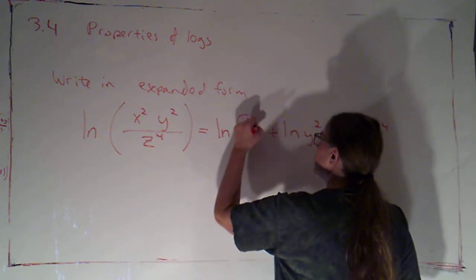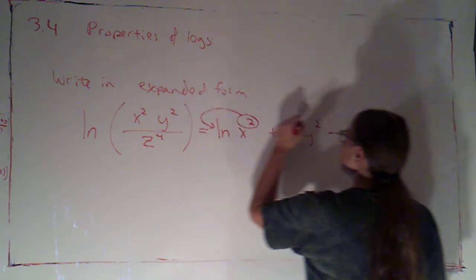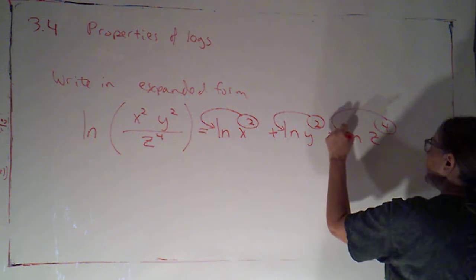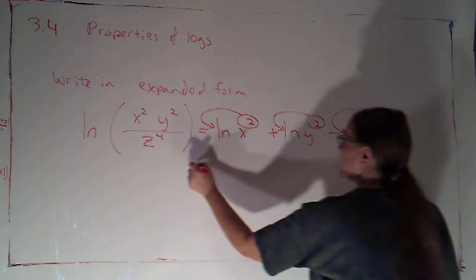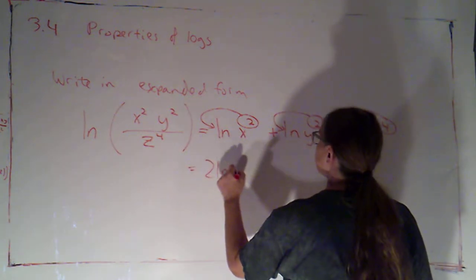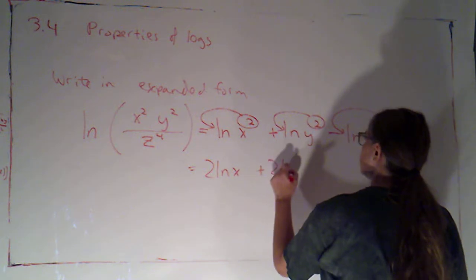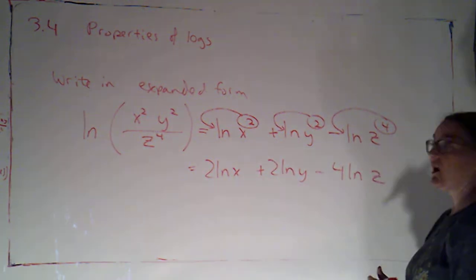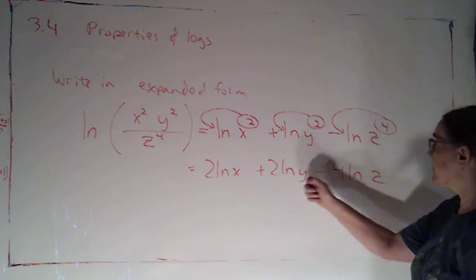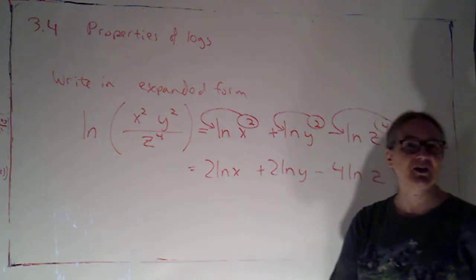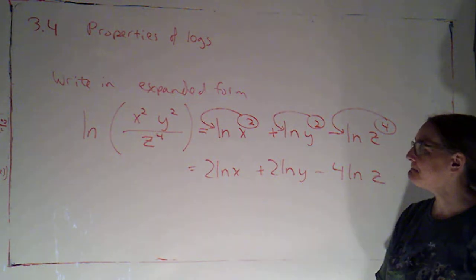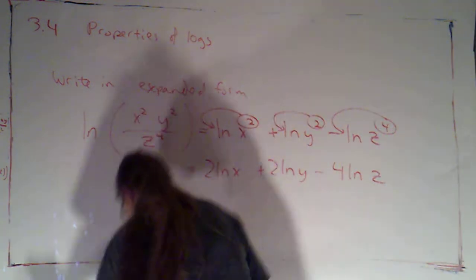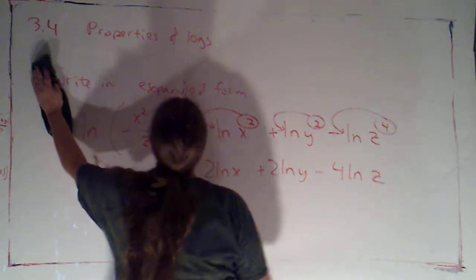So I'm going to use this power rule that says each of these exponents can come down and become a coefficient. So this is going to be 2 natural log of x plus 2 natural log of y minus 4 natural log of z. Now those arguments are as simple as I can make them. Okay, excellent. Let's try another one.